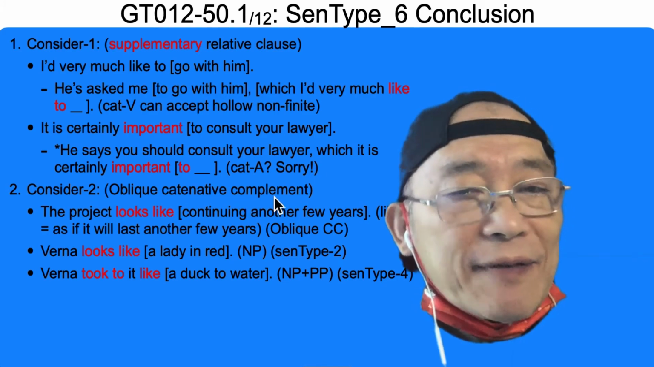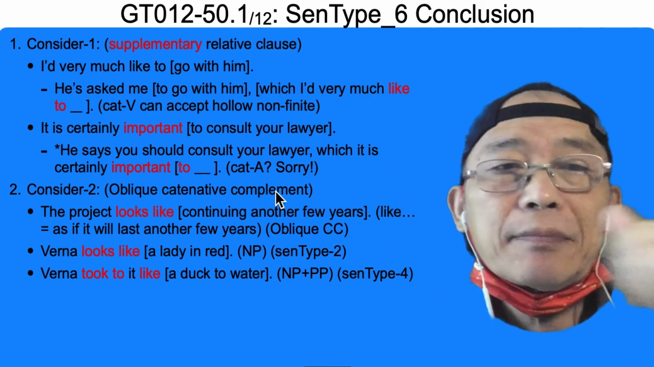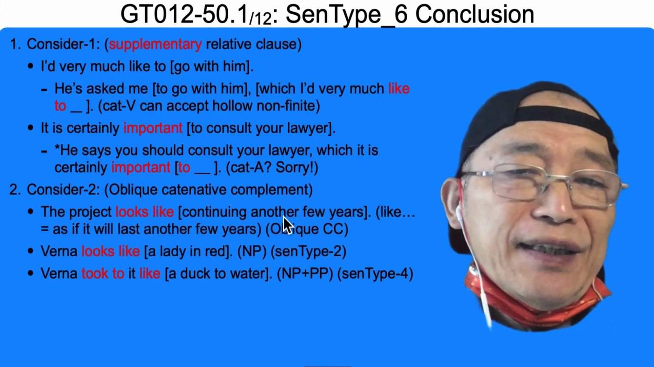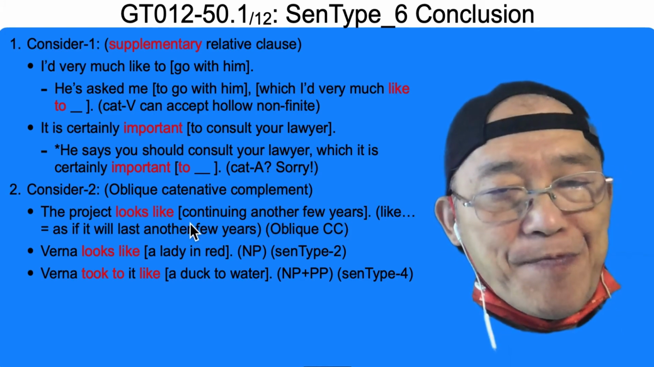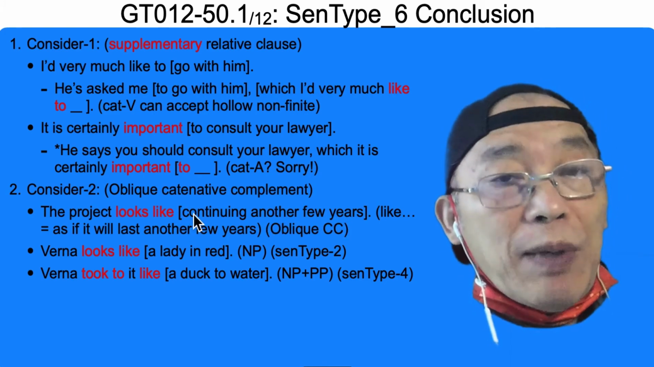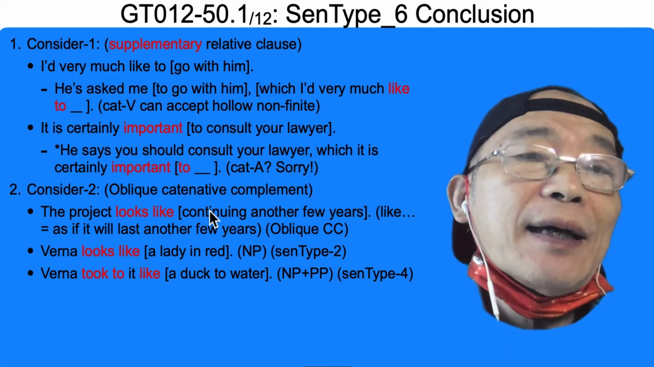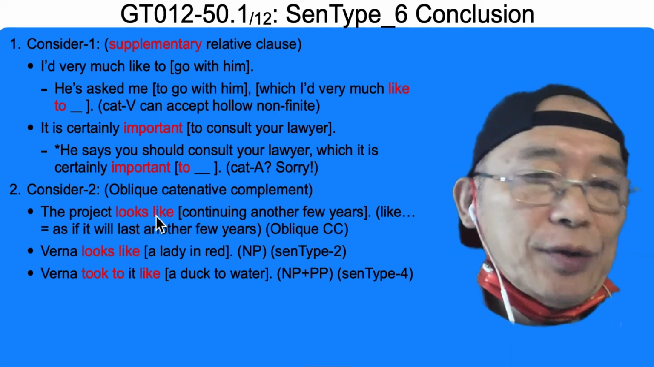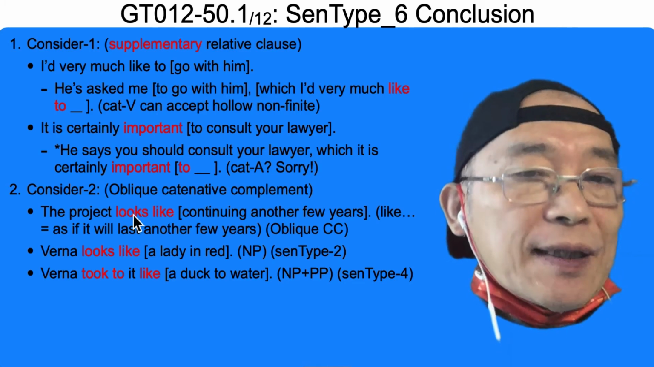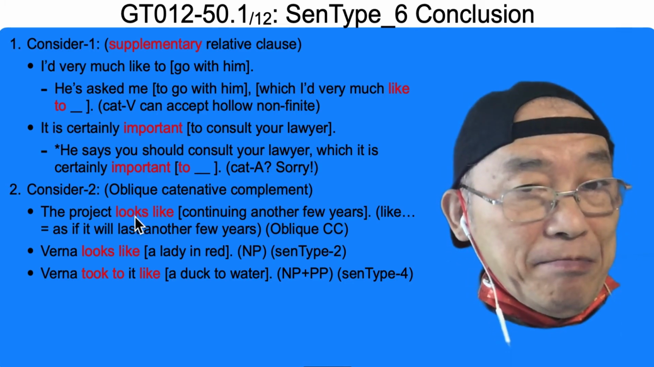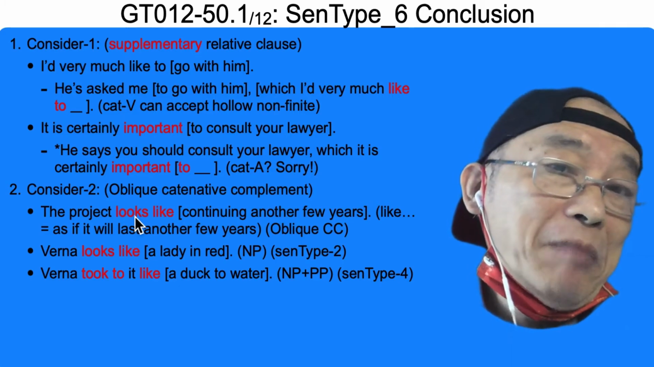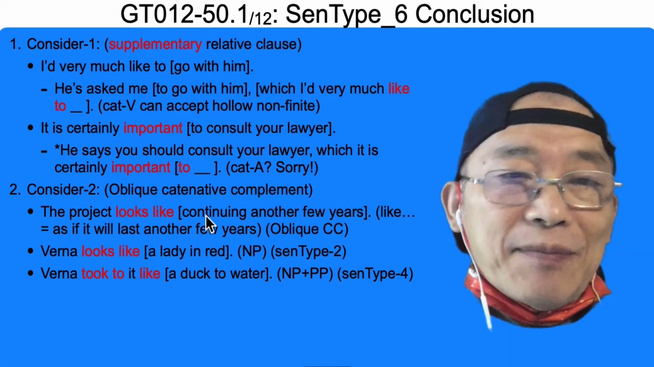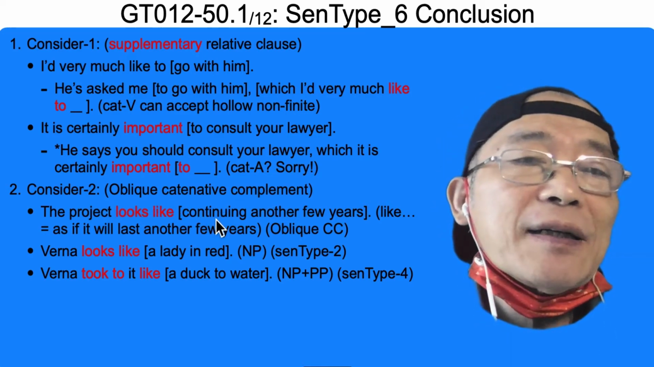Oblique catenative complement. Okay, let's check. Looks like a gerund. Continuing another few years. We can treat this as an oblique object. Gerund acting as a noun phrase. So, oblique one, this is a particle, a short preposition. Sentence type 2, copular verb. We can treat it like this, right? So, catenative verb, oblique catenative complement, oblique catenative complement.